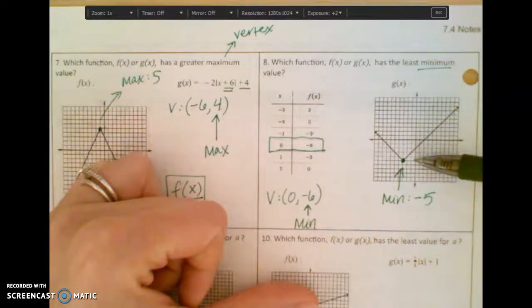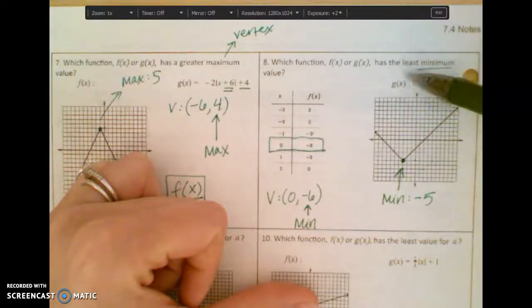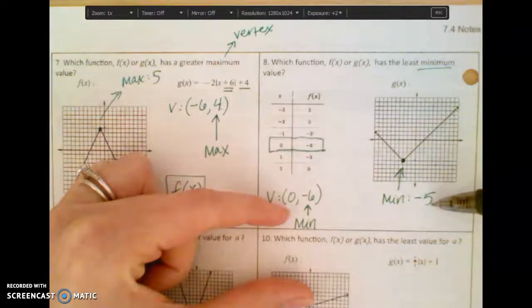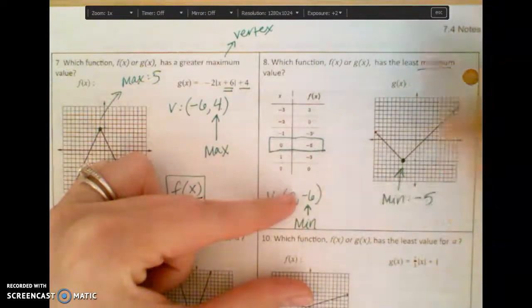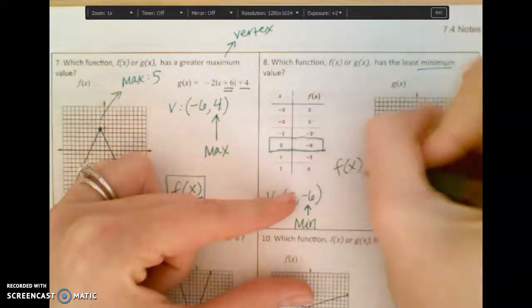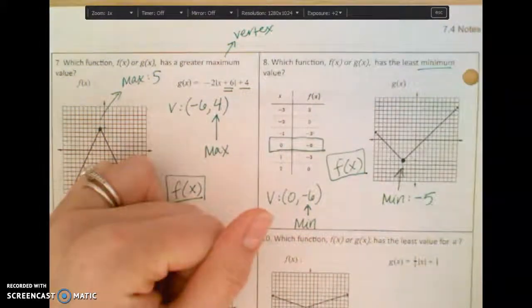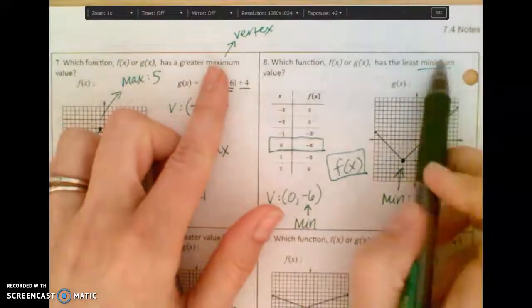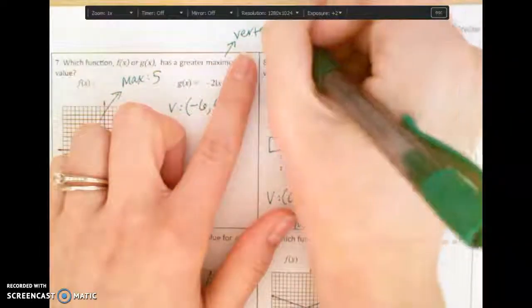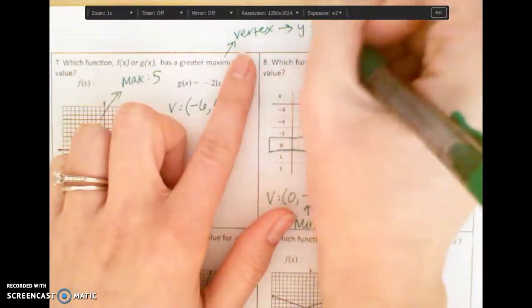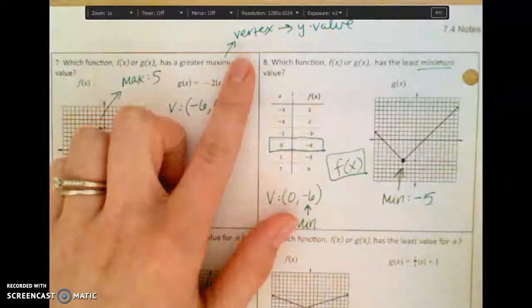We want to know which one has the least minimum. So which one has the lowest number? Negative 6 or negative 5? It is negative 6. So that means that f of x has the least minimum. So for maxes and mins, you look at the vertex. Specifically, we look at the y value of the vertex.